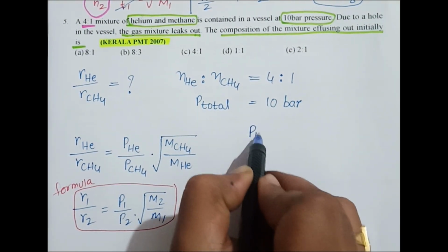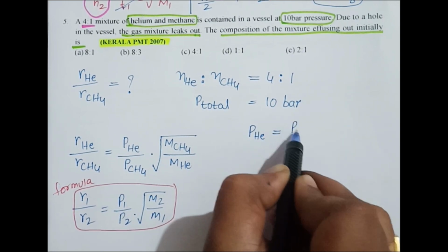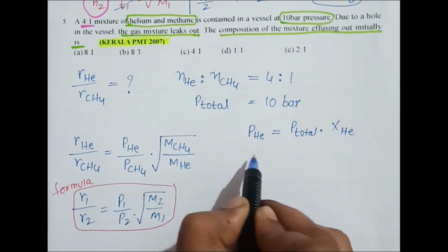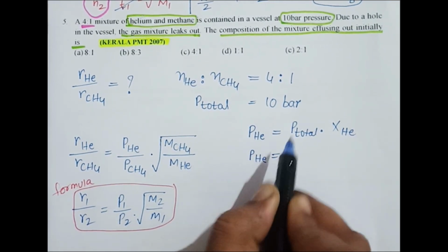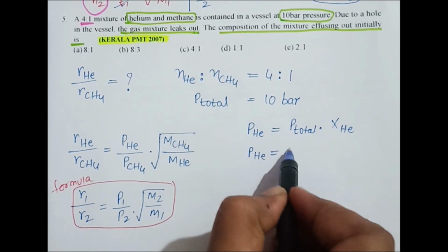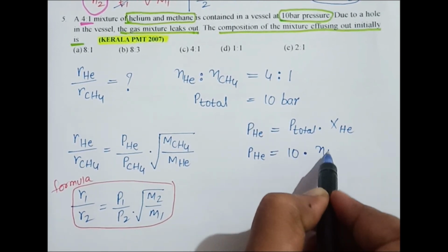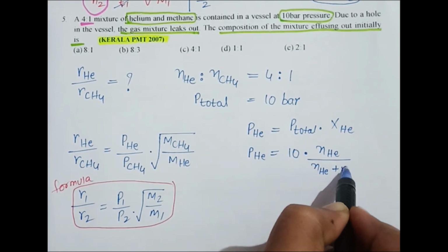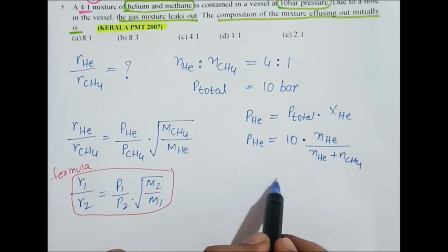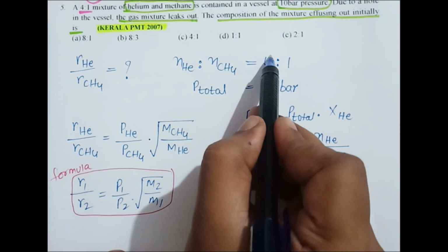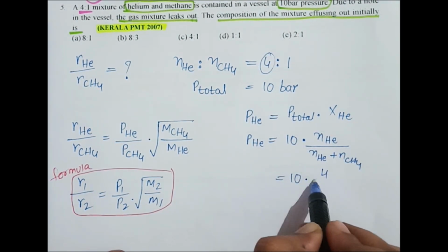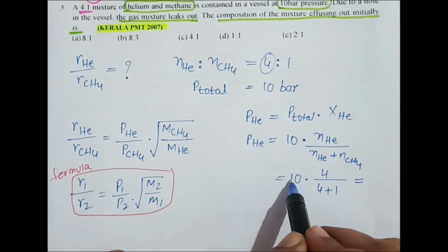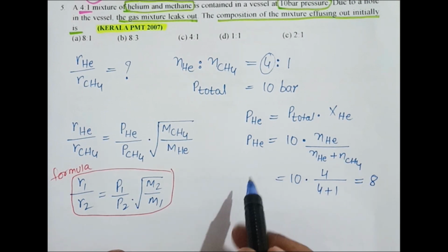So pressure of helium is equal to, as per Dalton's law, P total into mole fraction of helium. So pressure of helium is equal to P total, how much is it given? 10 bar into mole fraction of helium, which means number of moles of helium over number of moles of helium plus number of moles of methane, which is equal to 10 into number of moles of helium, which is 4, divided by 4 plus 1, that is 5. So it is going to be 8 pressure of helium.